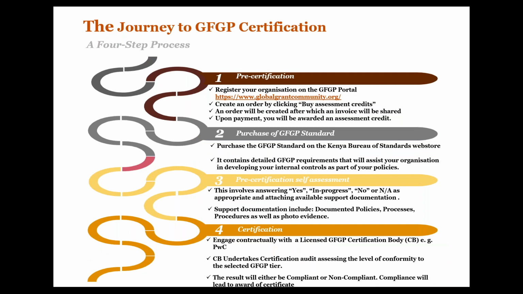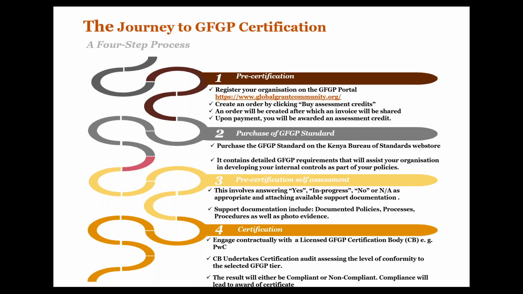So you might ask yourself, how can you then become like IPR? How can you get the GFGP certification? Well, the process is very simple. It's a four-step process. First, you have to go through a pre-certification process. How do you go about that? You do that by registering your organization on the GFGP portal. This can be found on www.globalgrantcommunity.org. Once there, you will follow the link and buy assessment credits that will enable your organization to be invoiced to get access to this portal. And once you have made the payment through the portal, you gain access to the portal.